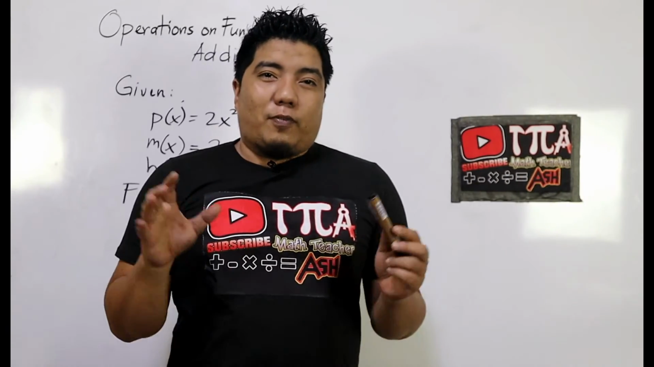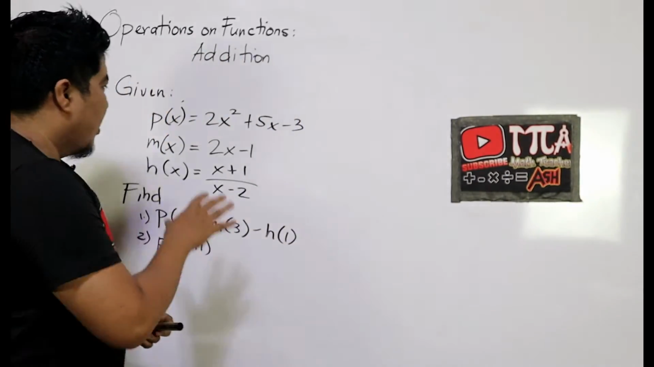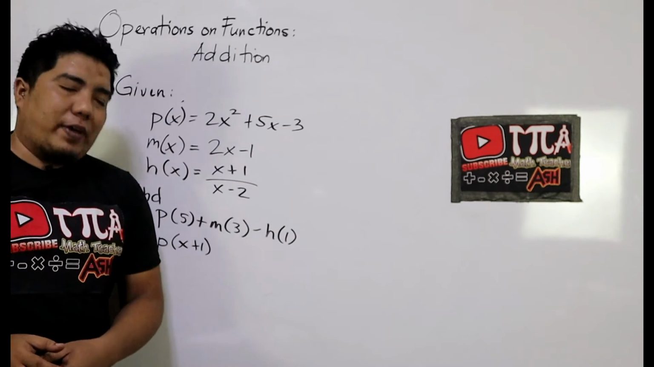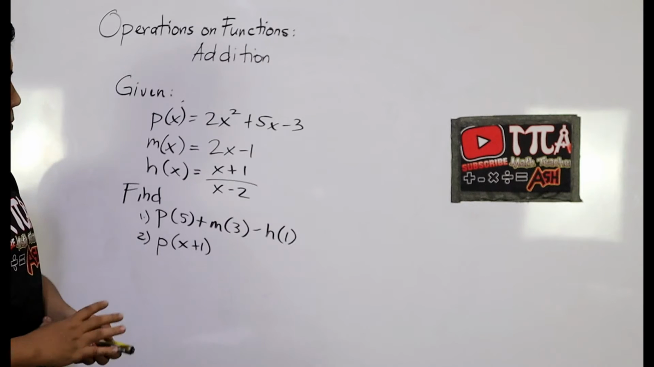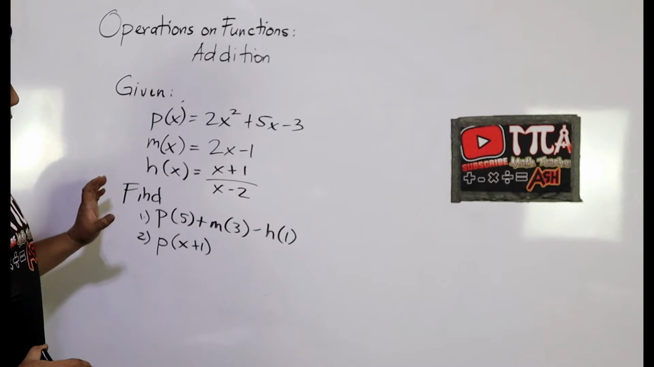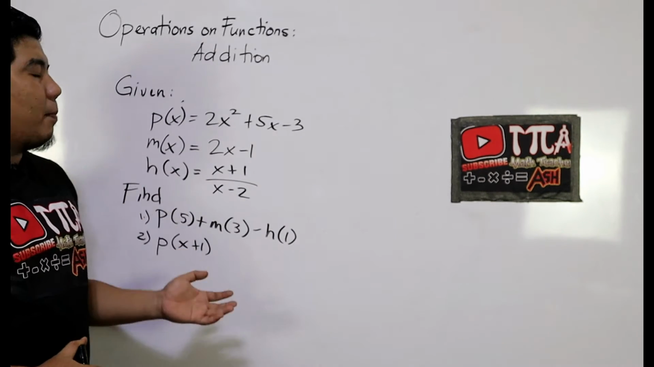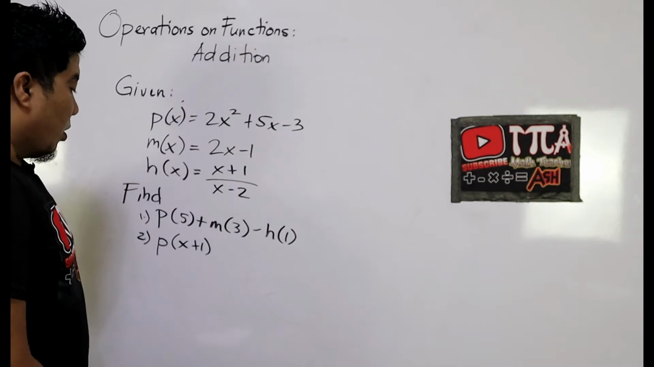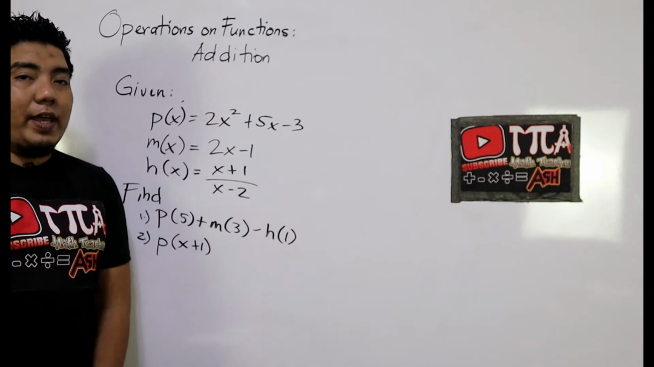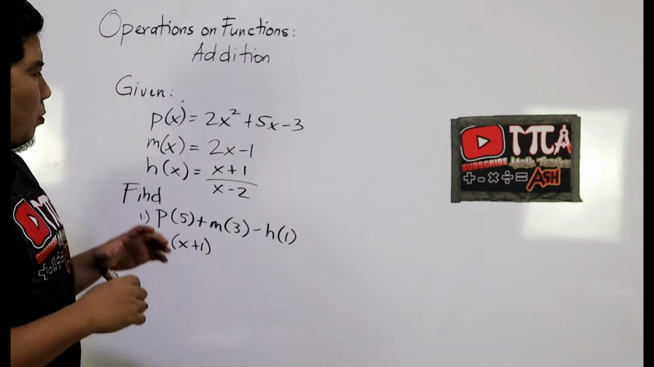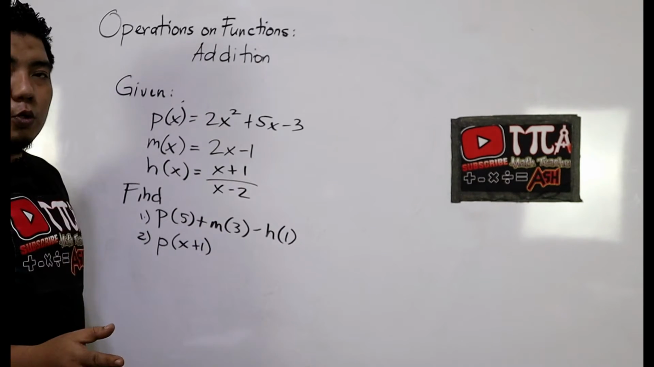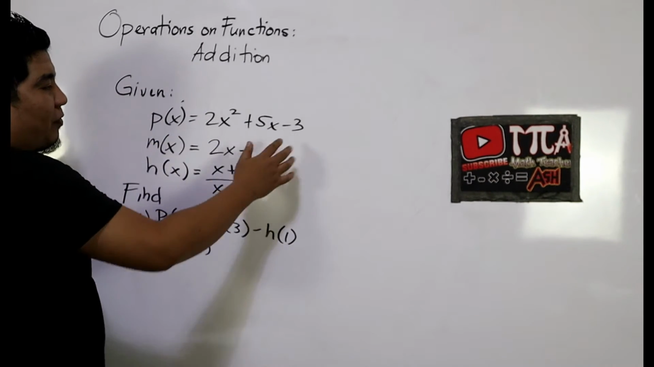Okay, math learners, for our second part, we have 3 given functions. P of x, M of x, and H of x. Now, for our problem, we need to find P of 5 plus M of 3 minus H of 1. And for the second problem, we have P of x plus 1. Okay, so my dear math learners, if this is the case, then for P of 5, what you need to do is to substitute your P of x by 5.